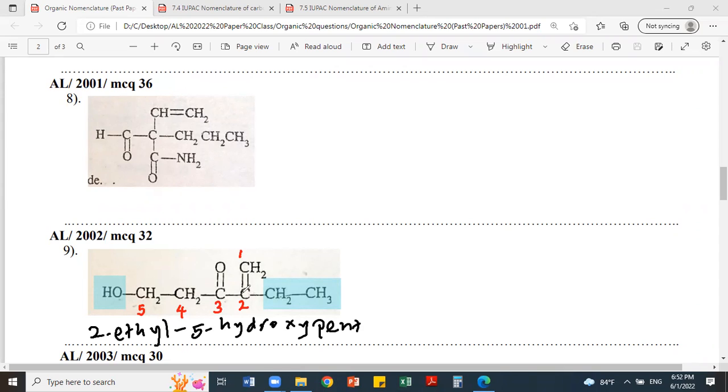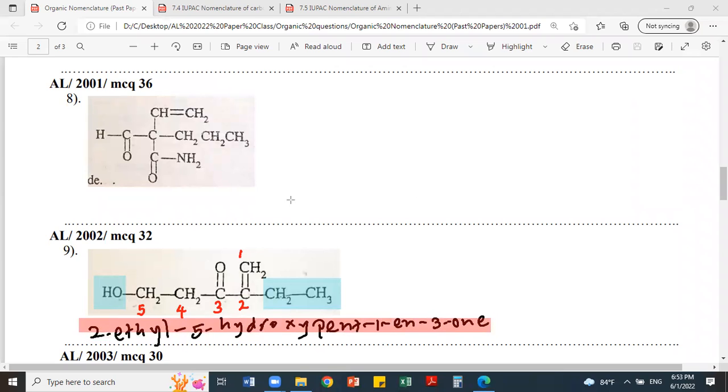Sorry, there's a small correction, Zishan. We have to write the first carbon, as the double bond begins with the first carbon. So we have to name that as 1 en, not 2 en. 1 en, 3 one. So we always have to indicate the carbon where the double bond begins. Okay, so that is the correct answer for this.